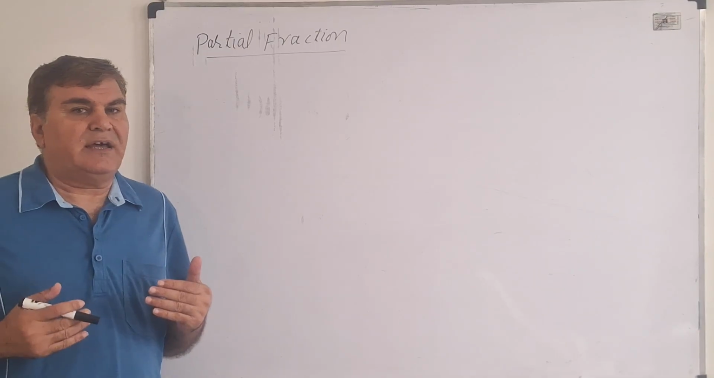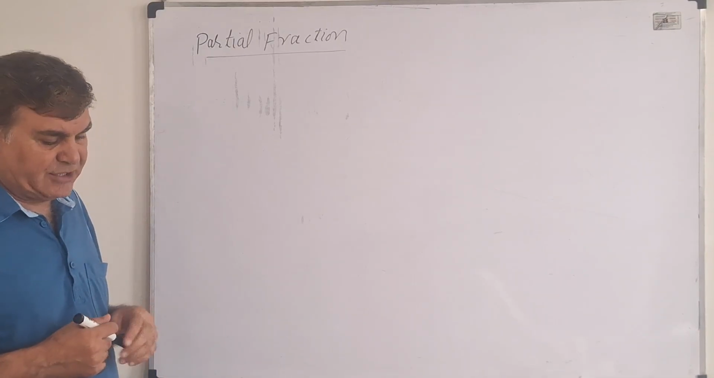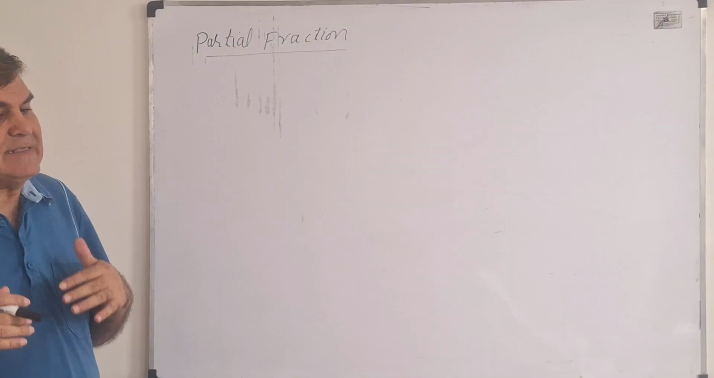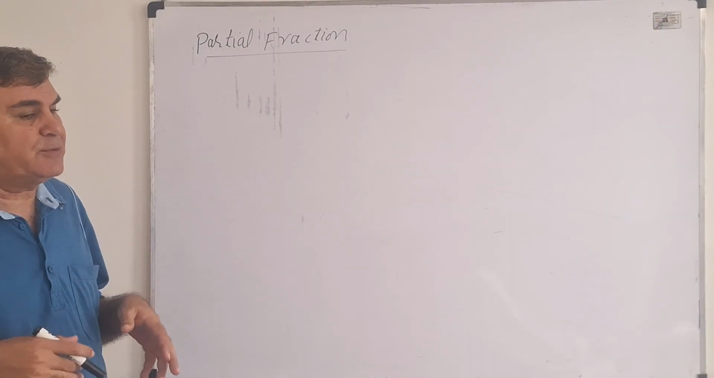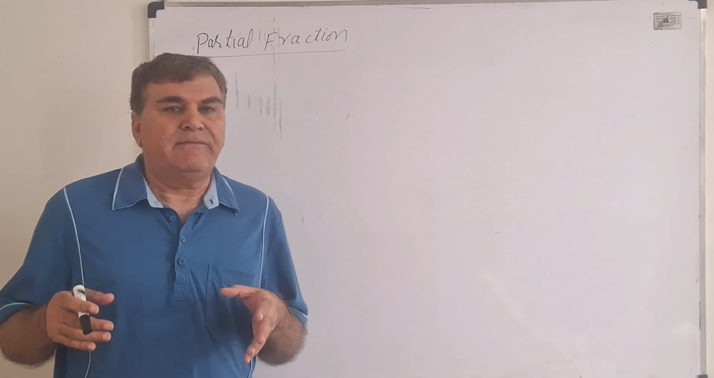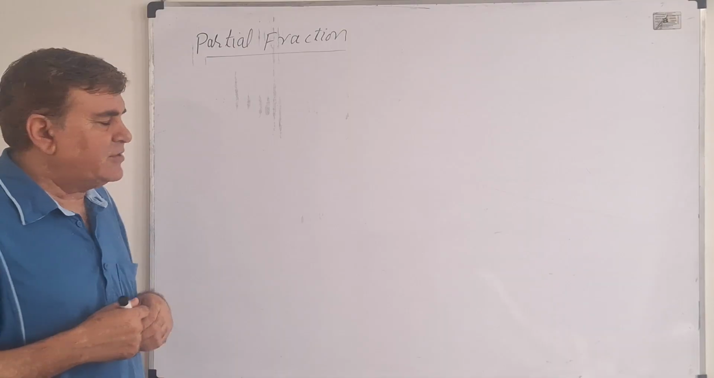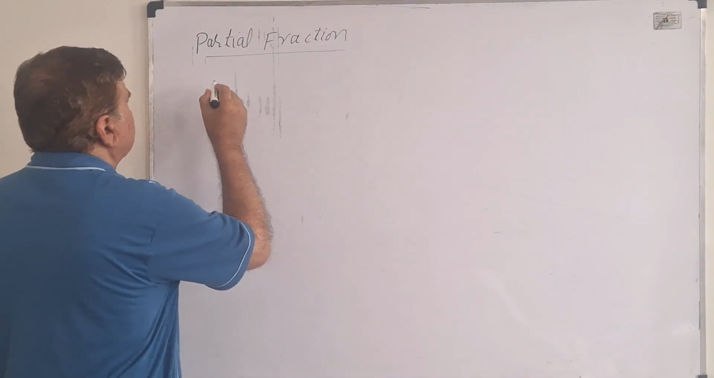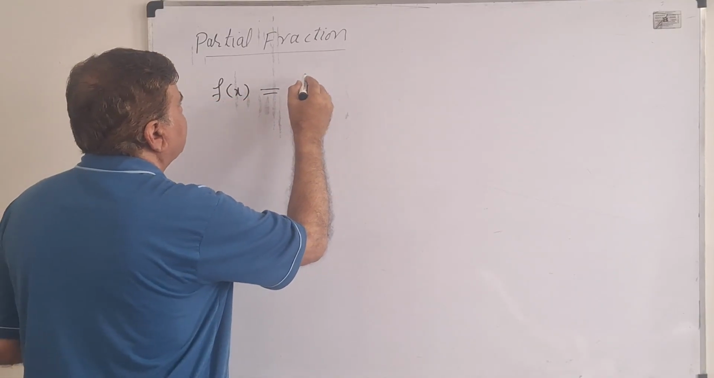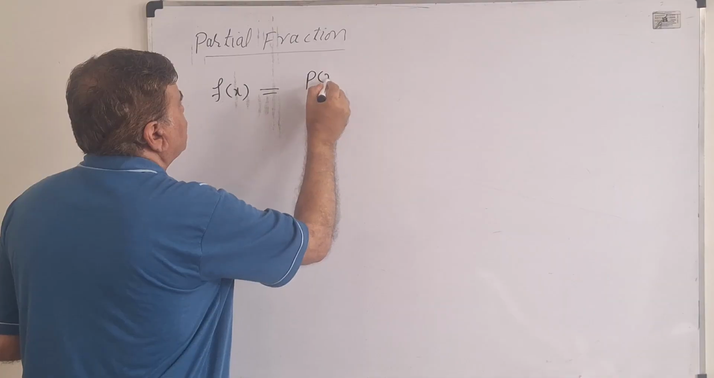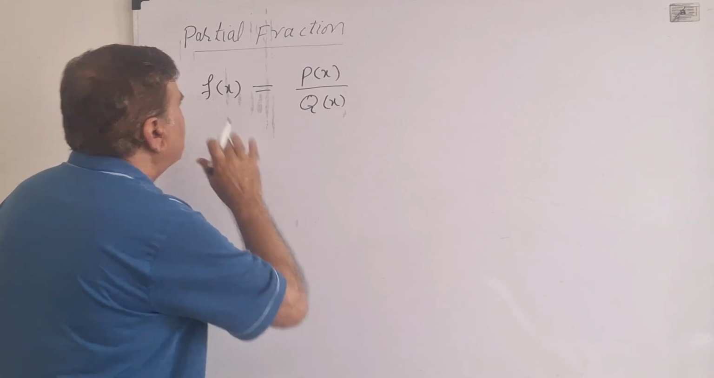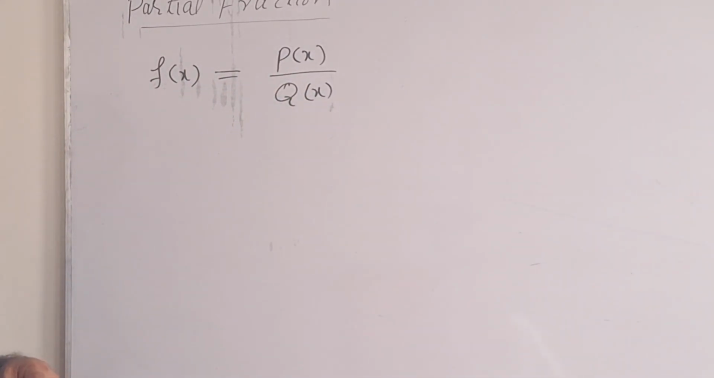In this video, I'll talk about the method of partial fraction. Partial fraction is a method which puts a rational function into the sum of different functions. So first we need to know what a rational function is. A function f of x is called rational if it can be expressed in the form of the ratio of two polynomials. So we call this a rational function.